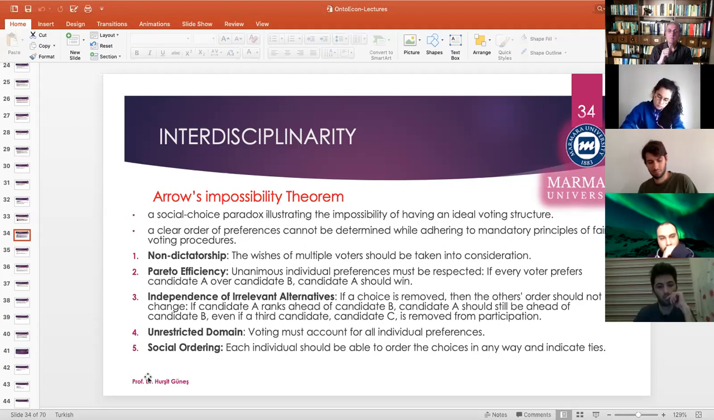Number 4. Unrestricted domain. Voting must account for all individual preferences.